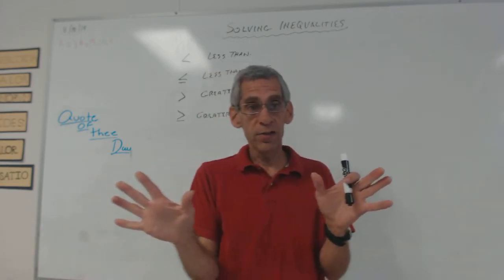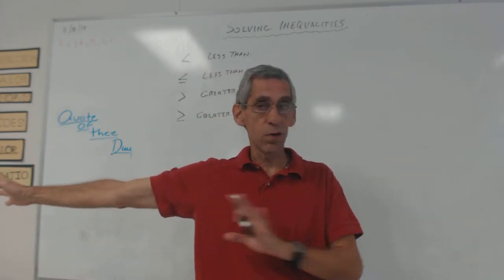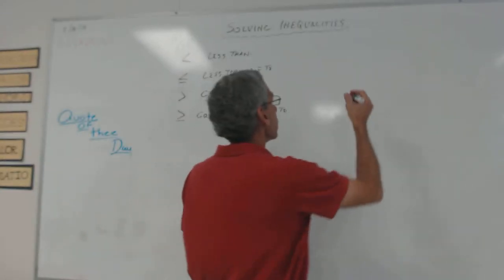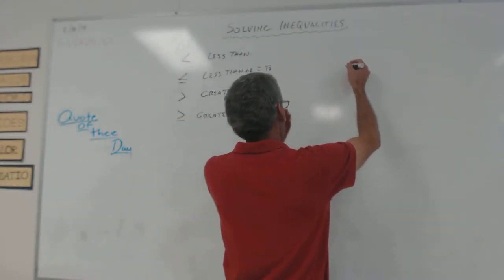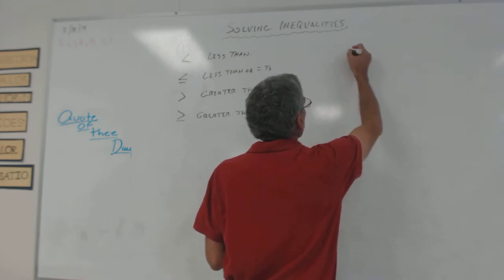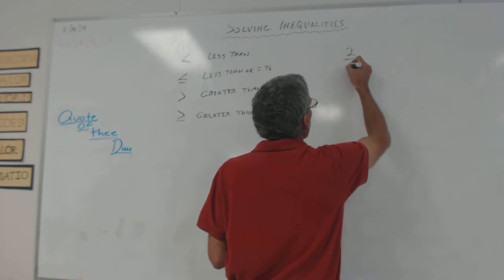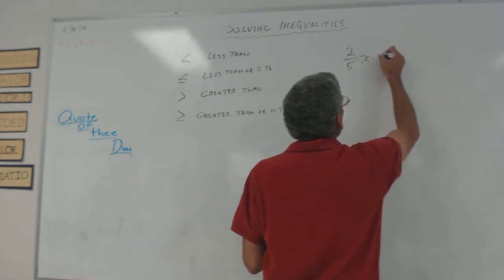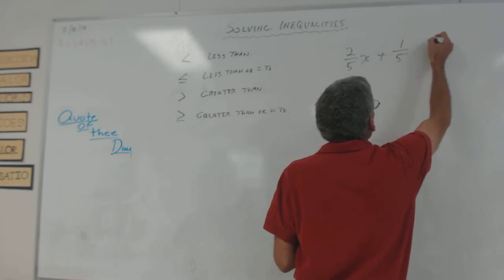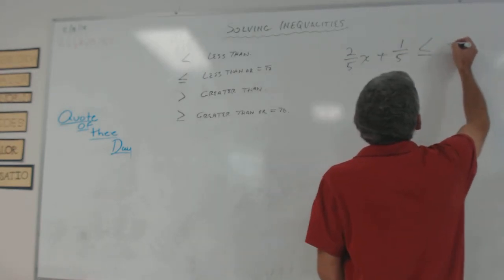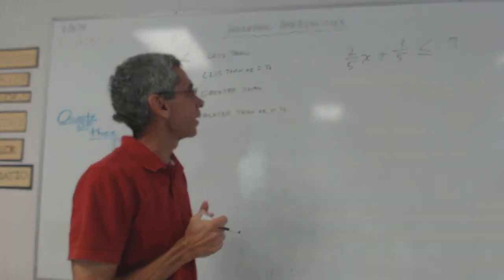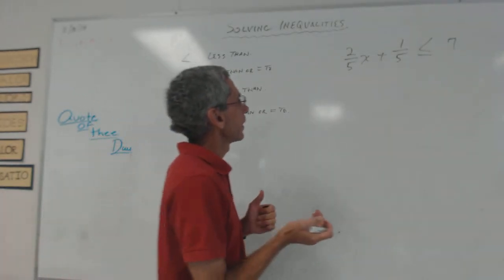So far, same thing as solving equations, right? No difference, right? We could even do a hard one, right? Let's do a hard one. Let's say 2/5 x plus 1/5 is less than or equal to 7. Ooh, that looks terrible, right? Looks like a nightmare. But it's not that big a deal.